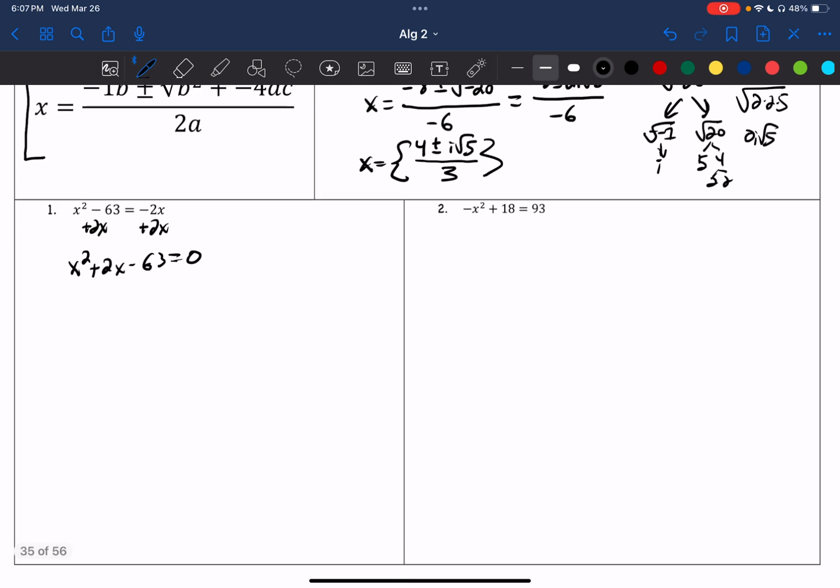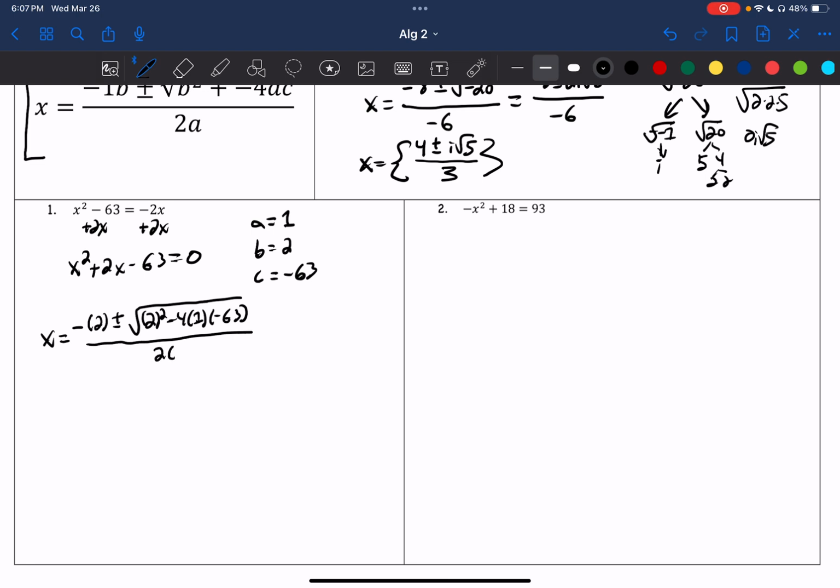And then we want to label our variables. So a would be equal to 1, b would be equal to 2, c would be equal to negative 63. So when we go to plug that in, we're going to get x is equal to negative 2 plus or minus the square root of 2 squared minus 4 times 1 times c, which is negative 63. Remember, 1 is a, all over 2 times 1.